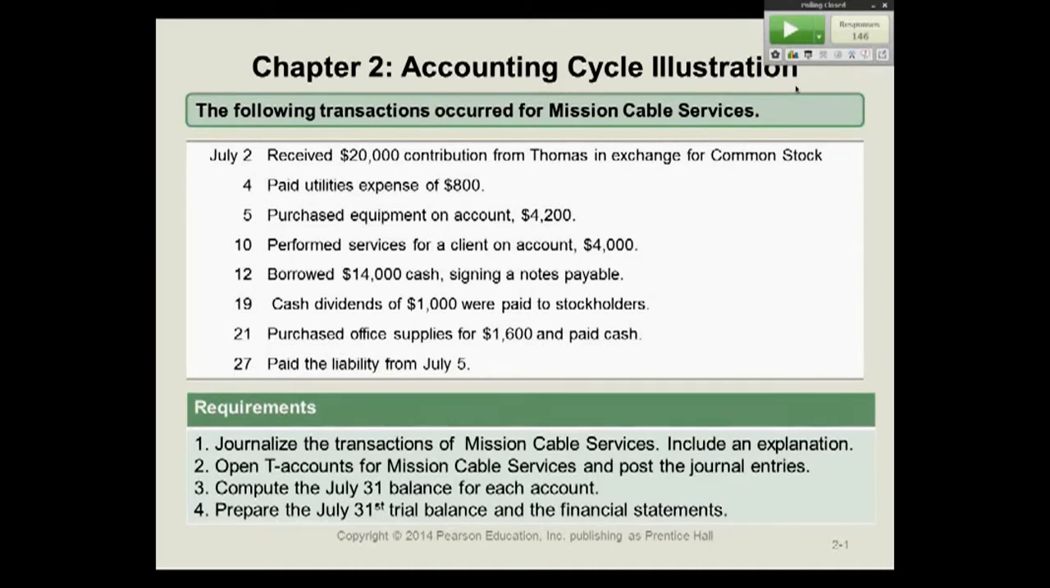All right. What about the next one? All right, next one says they borrowed $14,000 in cash by signing a notes payable. How about Diego Hernandez? Diego, yes.